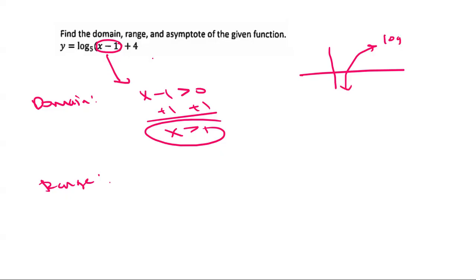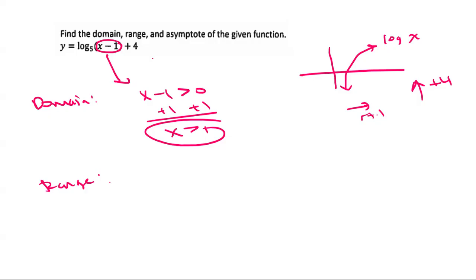This is a log function. So the log function looks like this, okay? So the minus 1 says I move to the right 1, right? The minus 1 says I move to the right 1. And then the plus 4 says I go up the plus 4, okay? Right? The plus 4 says I need to go up 4.